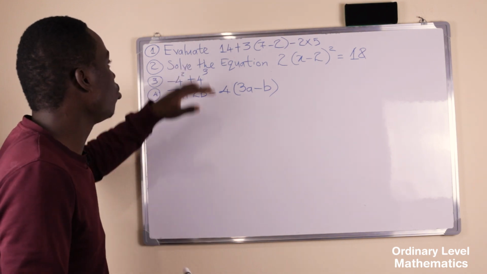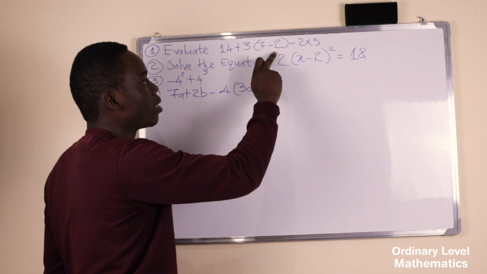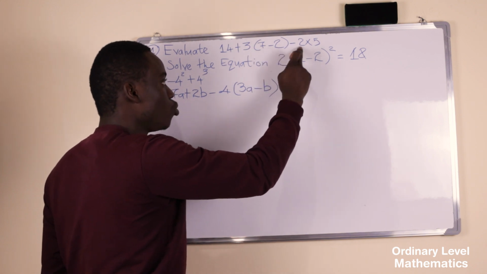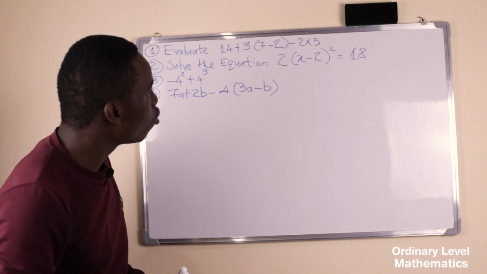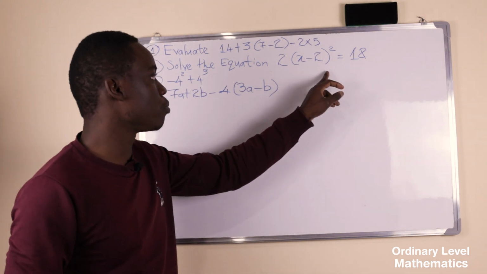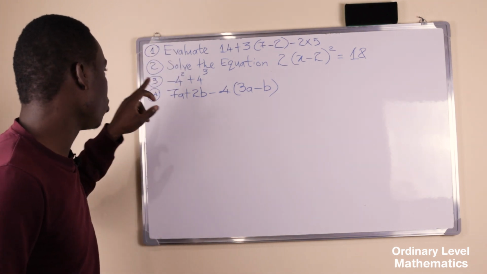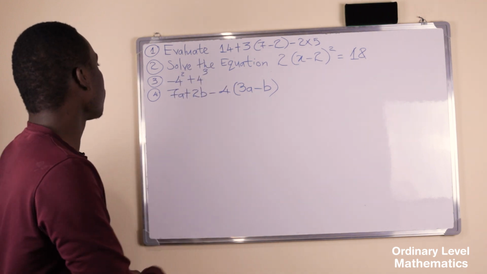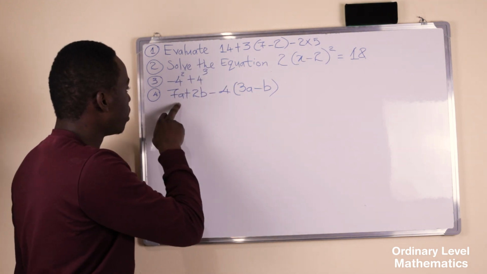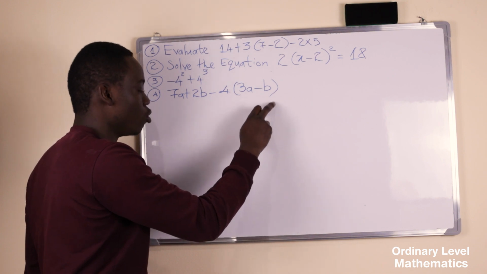So the first one is evaluate this expression, which is 14 plus 3(7 minus 2) minus 2 times 5. And then the second one is solve the equation 2(x minus 2) to the power 2 is equal to 18. And the third one is negative 4 to the power 2 plus 4 to the power 3. And the fourth one is 7a plus 2b minus 4(3a minus b).